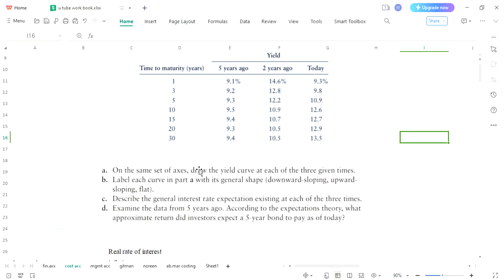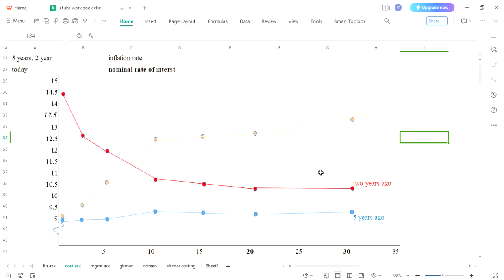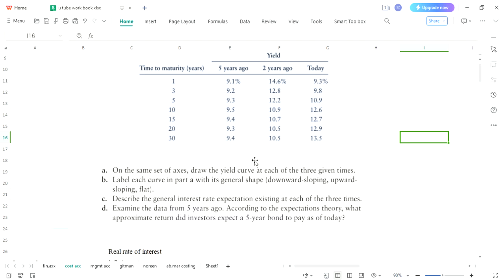On the same set of axes, draw the yield curve for each of the 3 given times. So what we have done, all 3 given times are presented on the same graph. A part has been completed. Label each part A with its general shape.